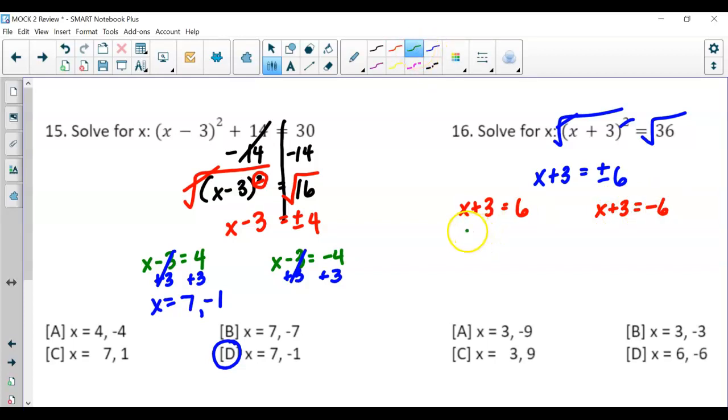So now when you go through and solve both equations, right, we're going to subtract 3 because that's what's being added. Subtracting 3, you end up with x is equal to 6 minus 3, which is 3. This will cancel out. Now be careful, right? Watch your signs. This is -6 minus 3, which is -9. That's why the answer here is A.